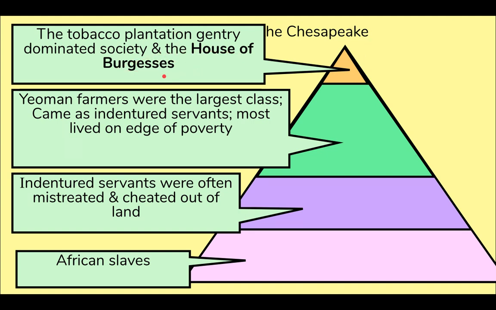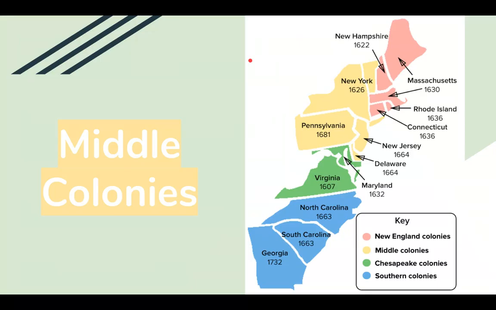Then there's one more group that is super important in the Chesapeake region, and that is the House of Burgesses, I think is how you pronounce it. Sometimes I say House of Burgers, but these people are the political elite. So they are leading the way. This is one of our first governments, which we'll talk about later, but it's super important. This is one of our first representative governments. People that are allowed to vote, people that are allowed to be a part of this political process. These are their leaders.